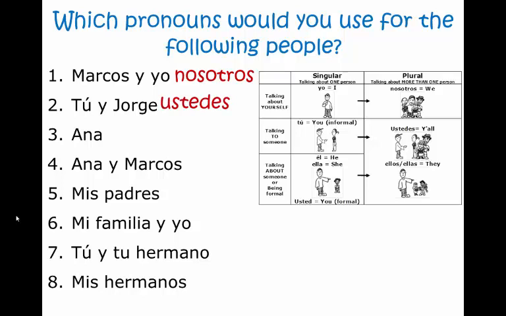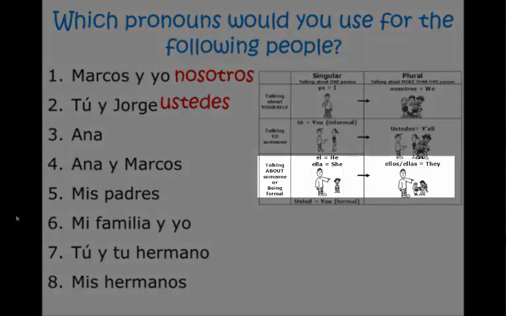For number 3, we just see somebody's name here, Anna. And since we are talking about Anna, we're going to be at that bottom row. Tells us that we're talking about somebody. And since Anna is just one person, we're going to stay in the singular form. She's a girl, so we're going to use the ella form.